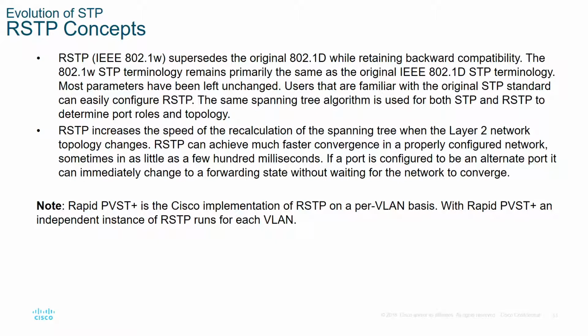So if your redundancy needs to come into place, if a link goes down, you want your spanning tree protocol, Rapid Spanning Tree Protocol in this case, to quickly move over to those redundant links and keep the network traffic moving. So if you can do that before you've got convergence, then that's better. So Rapid PVST plus is a Cisco implementation of Rapid Spanning Tree Protocol on a per VLAN basis, with Rapid Per VLAN Spanning Tree Plus as an independent instance of Rapid Spanning Tree Protocol running for each VLAN within your network.